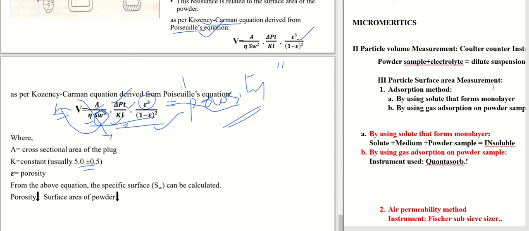Whereas in this air permeability method, we will not be using any electrolytes directly. The powder as a plug we will be putting inside the sample holder. So that is how we, being pharmacists, need to know how to prepare our sample for the determination of particular properties and its measurement. This is about particle volume measurement and particle surface area measurement.